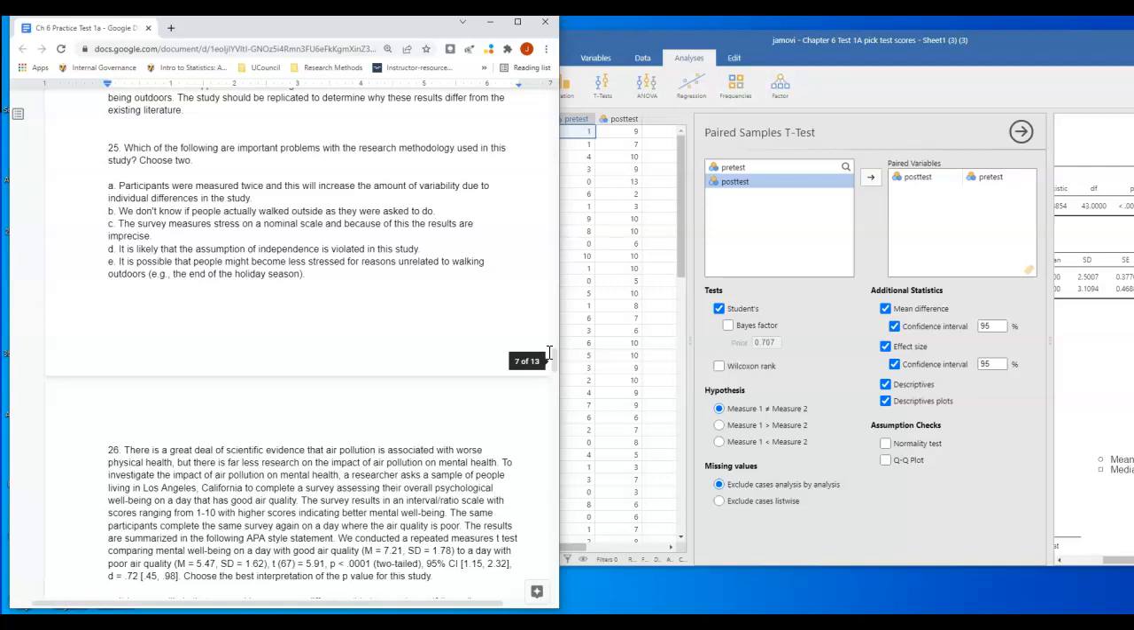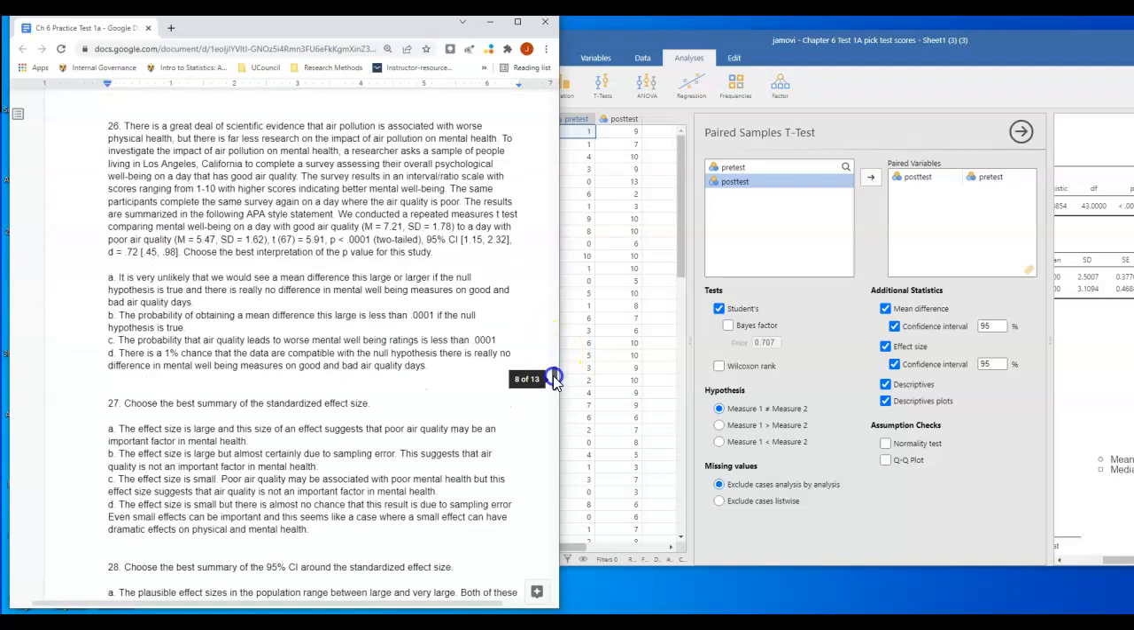D, it is likely that the assumption of independence is violated in the study. We have no evidence of that. And then finally, E, it is possible that people might become less stressed for reasons unrelated to walking outdoors, like the end of the holiday season, right? So the fact that we're doing this around January, the holidays are about over, maybe people are just less stressed because of that. All right, so moving on to number 26.